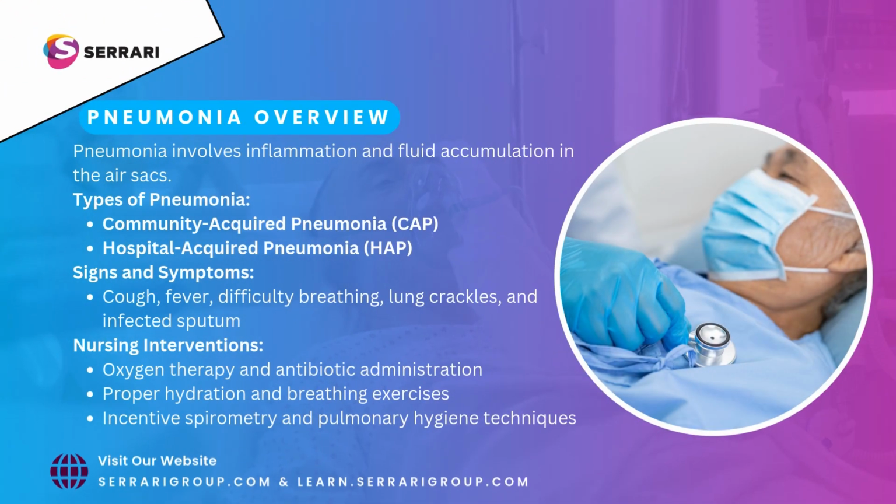Pneumonia overview. Pneumonia involves inflammation and fluid accumulation in the air sacs. Types of pneumonia: community-acquired pneumonia, CAP, and hospital-acquired pneumonia, HAP. Signs and symptoms: cough, fever, difficulty breathing, lung crackles, and infected sputum.